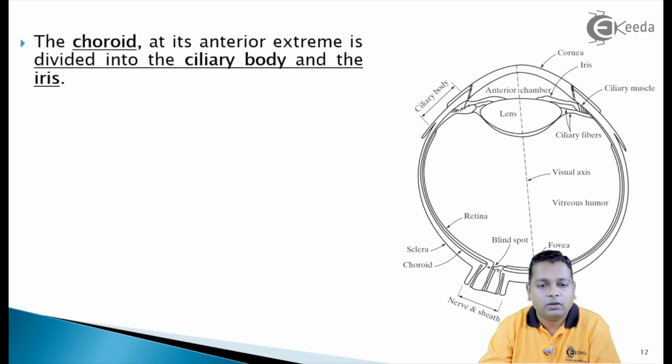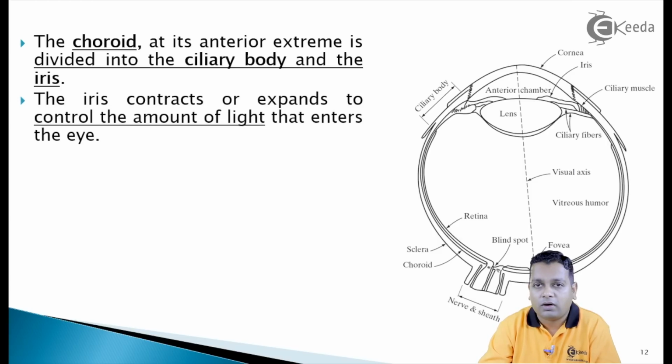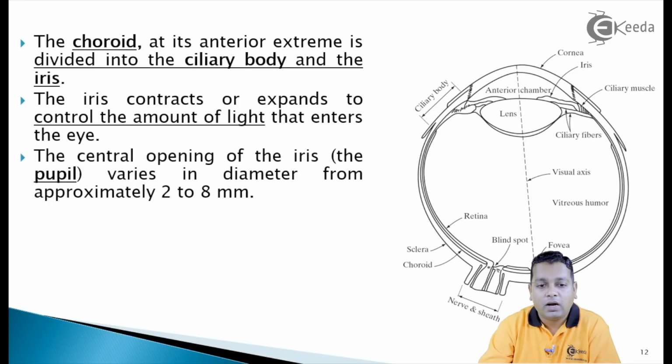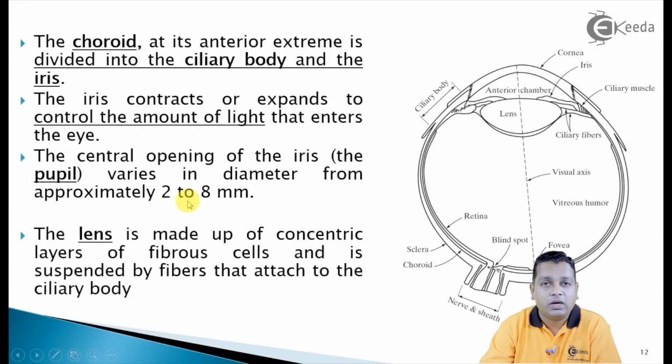Next to the choroid, its anterior extreme is divided into the ciliary body and the iris. The pupil is surrounded by the iris, which is a very essential biometric for identity, for proper recognition and identification of a person. The iris actually contracts or expands to control the amount of light that enters the eye. Next, the central opening of the iris, the pupil, varies in diameter from approximately 2 to 8 millimeters.